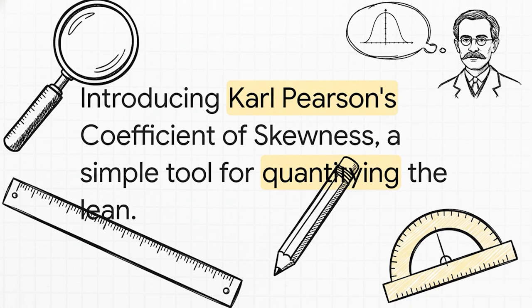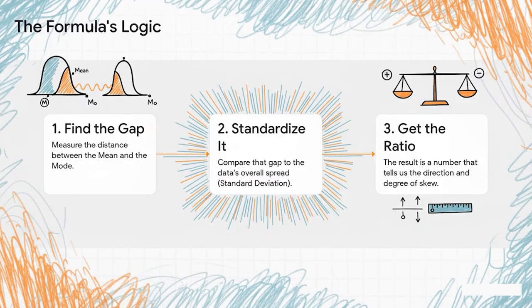He was a statistician who came up with this really elegant, super simple formula to put an actual number on skewness. The logic behind it is actually pretty cool and kind of intuitive. First, you just find the distance between the mean and the mode. Then, and this is the key part, you standardize it. You compare that gap to the standard deviation, which is just a fancy way of saying how spread out all the data is. The result? A simple ratio that you can compare across different data sets.